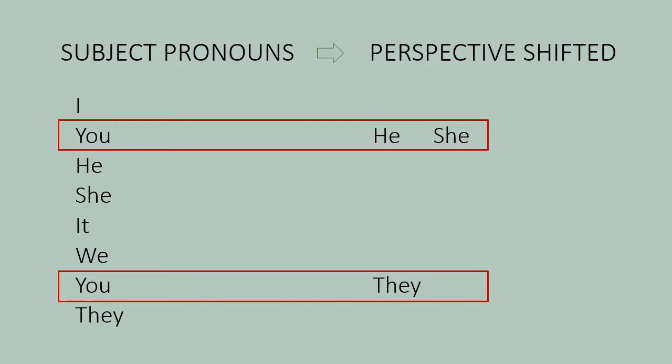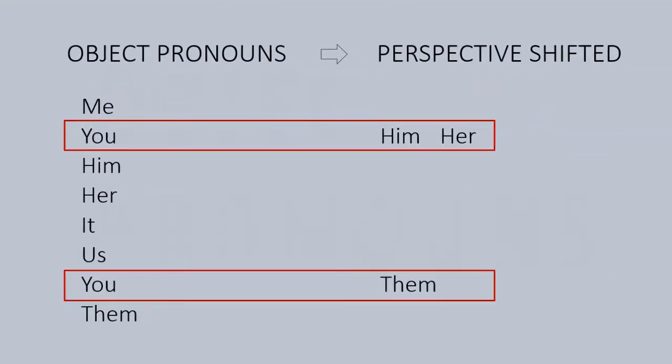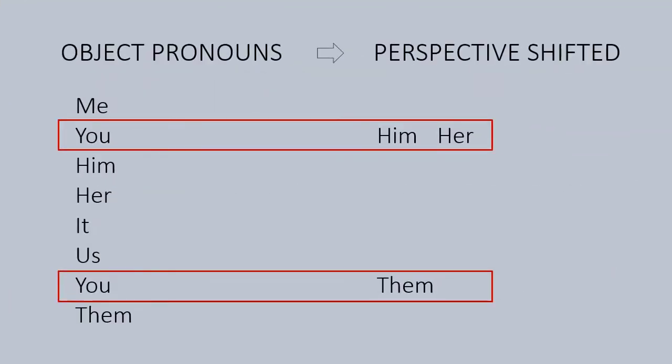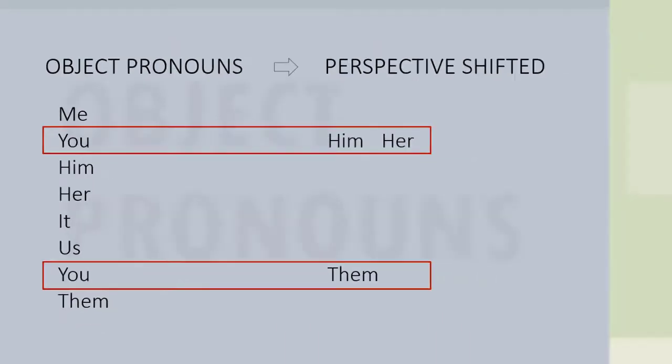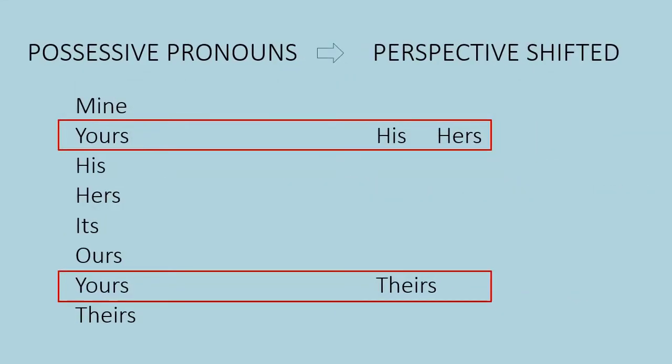And now object pronouns. So object pronouns come after the verb. So now we're looking at me, you, him, her, it, us, you, and them. And typically, again, the second person is the one that usually shifts. You goes to him or her, or in the plural, you becomes them. And now we have possessive pronouns. Possessive pronouns are often sentence finishers. So these would be mine, yours, his, hers, its, ours, yours, theirs.